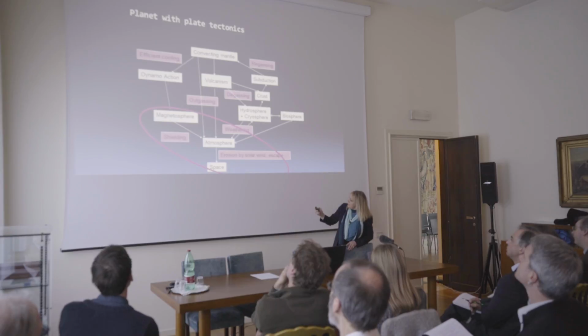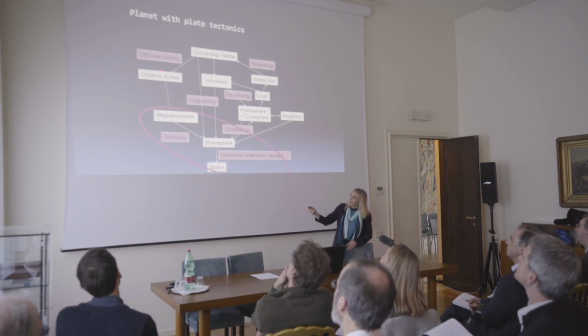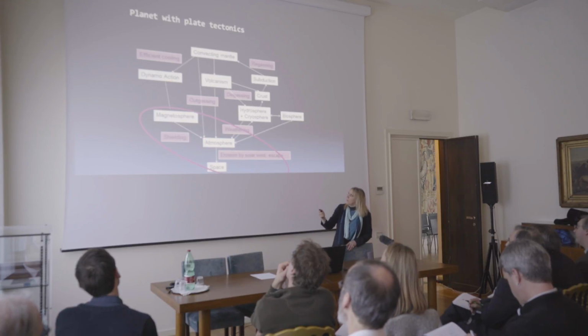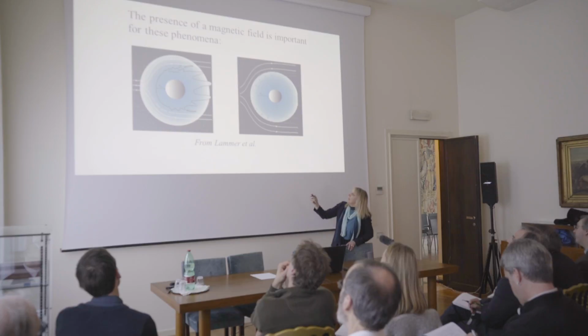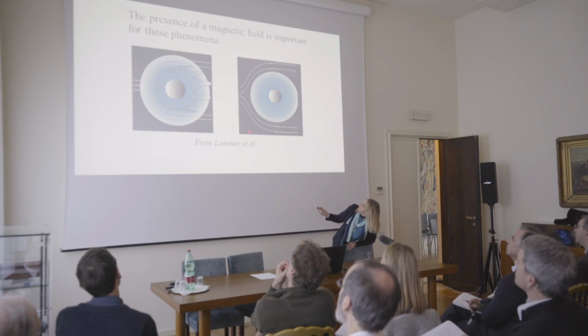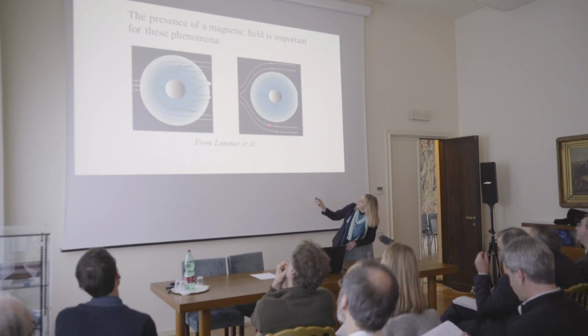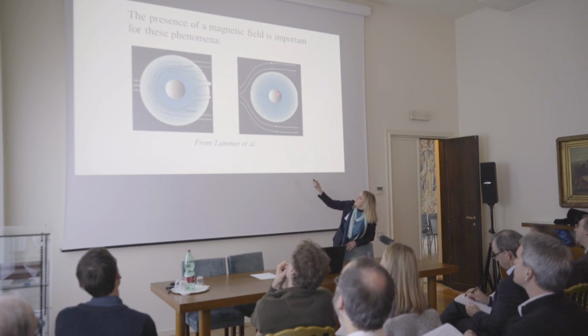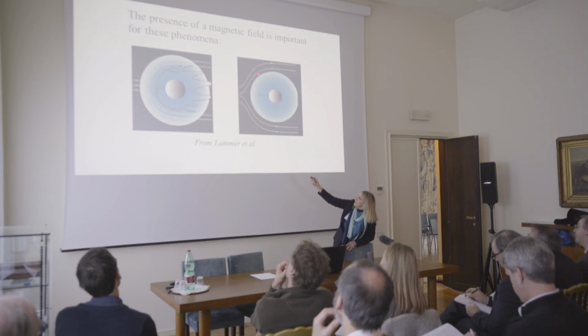Okay, now let us concentrate on that part and explain it a little bit. What I mean here is that when you have a core and a dynamo, a magnetic field, you have a magnetosphere. This magnetosphere protects the atmosphere from erosion by the solar wind. This is what is shown here. If you have a planet like the Earth, or like Mars at the very beginning of the solar system, you have a large magnetic field. And this here is the magnetosphere. It protects the atmosphere against the erosion of the solar winds.